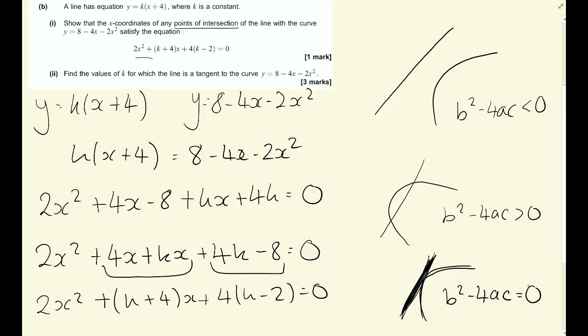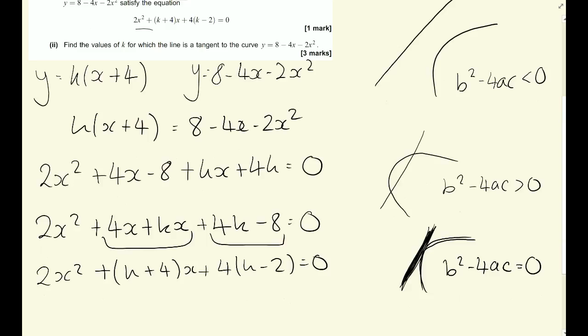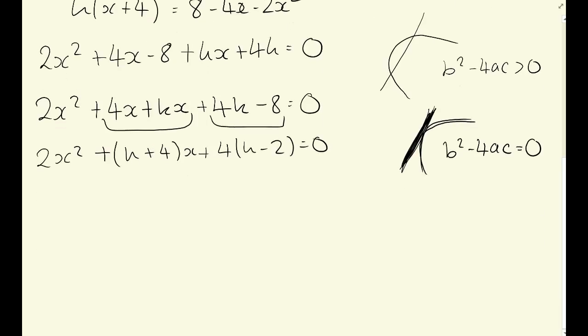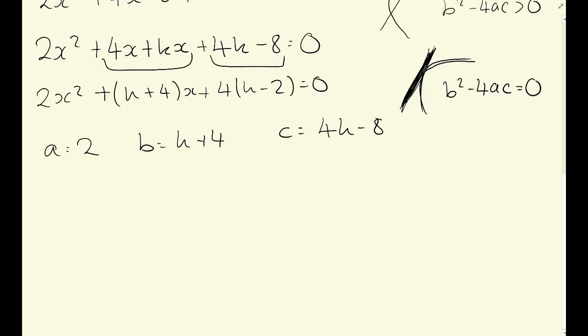Okay, so we're using the discriminant here for part 2. So we want to use b squared minus 4ac equals 0 on the equation we've been given. So a is equal to 2, b is the x coefficient, k plus 4, and c is the rest of it, which is 4k minus 8. And whenever we're using the discriminant, I always say just expand your brackets quickly before you sub in, just in case there's any funny business. So k plus 4 all squared minus 4 lots of 2, 4k minus 8 equals 0.